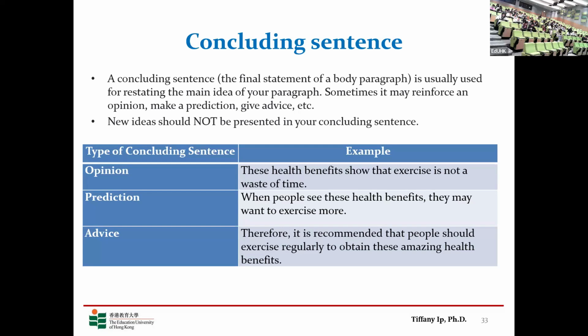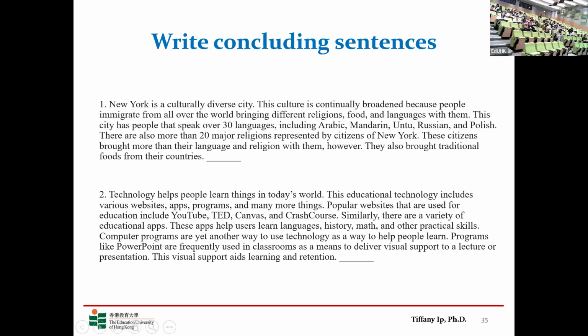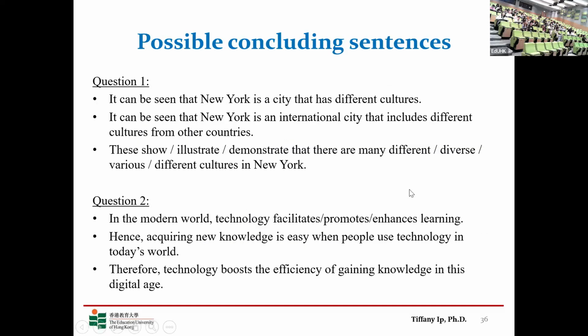So have you finished at least one concluding sentence? I see some answers on Zoom as well. Let me see. The first one, you already get that it is about New York being culturally diverse, and then the middle part would be the different examples. So to wrap up, one way you can check your answers, I put everything here, you can take a screenshot. It can be seen that, or you use the phrase I just mentioned, these examples illustrate that, right? Or these show that, these demonstrate that.